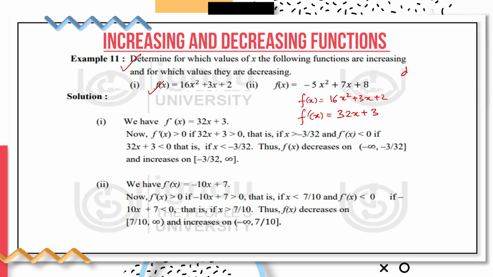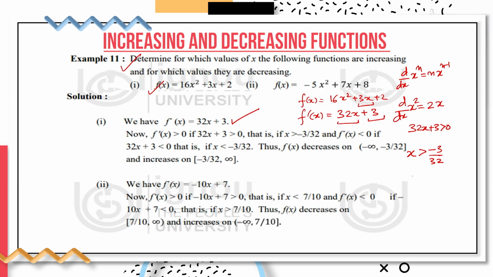We are simply applying the formula d/dx of x^n is equal to n x^(n-1). So, d/dx of x^2 turns out to be 2x, and 2x into 16 turns out to be 32x, and the derivative of 3x turns out to be 3 only. So, f'(x) is 32x + 3. Now, if the function is increasing, then the derivative should be greater than 0. So, 32x + 3 should be greater than 0. Rearranging, x should be greater than -3/32.